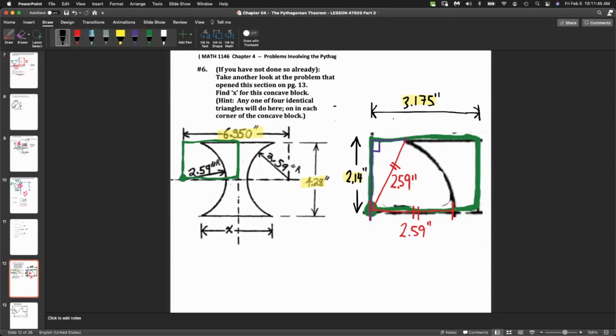I'm going to label some stuff on this figure here. I'm going to call this length from here to here Z. And I'm going to call it from here to here Y. One more thing, and I think we're ready to go.